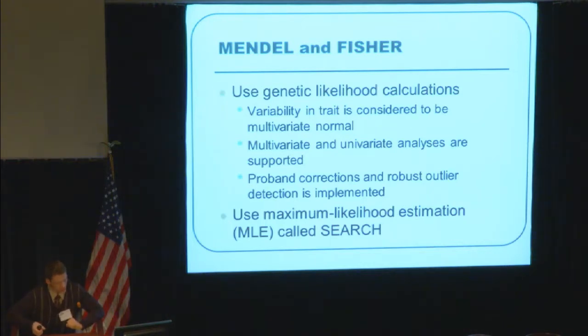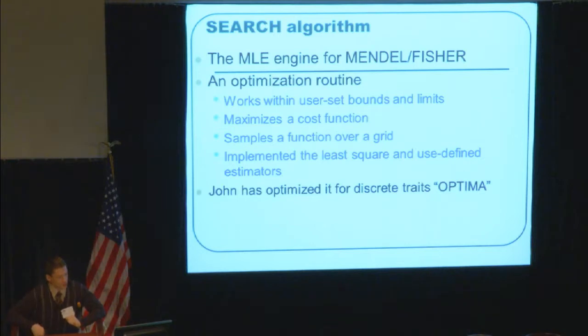SEARCH is really a name that comes to us from the 1960s. I believe the first implementation of this algorithm was done in a scientific language that preceded Fortran, and the follow-up implementation was done in Fortran, and since then it was still used in Fortran. And in fact, the part of SOLAR that does this search analysis is still built as a Fortran library. So talking about legacy code. So the SEARCH algorithm is the maximum likelihood estimator engine for MENDEL, FISHER, and essentially SOLAR.